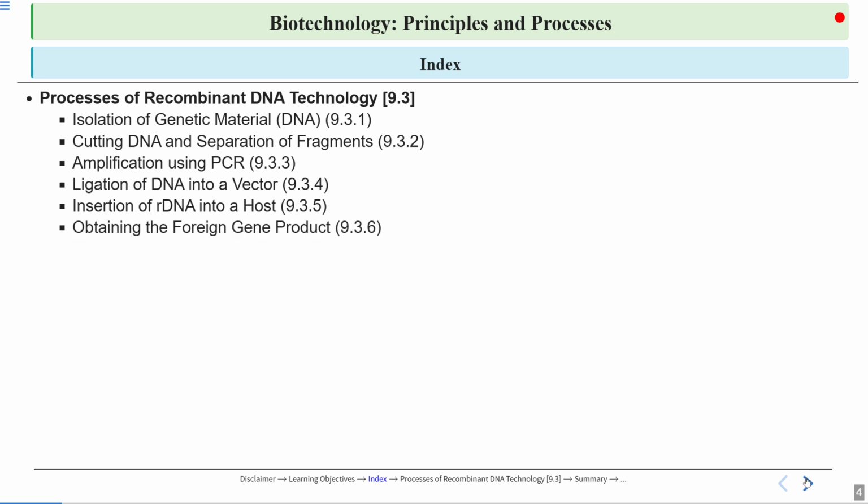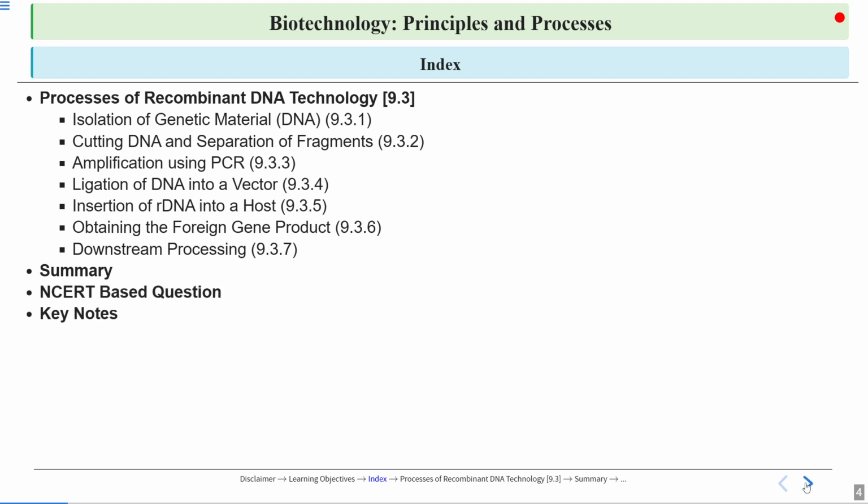Last, we will see how we can obtain the foreign gene product and what those downstream processes are. Then we will give a gist of everything we are going to talk about in this whole class in our summary session. Then there will be NCERT based questions, and there will be some interesting keynotes and some interesting questions that you yourselves are going to solve.